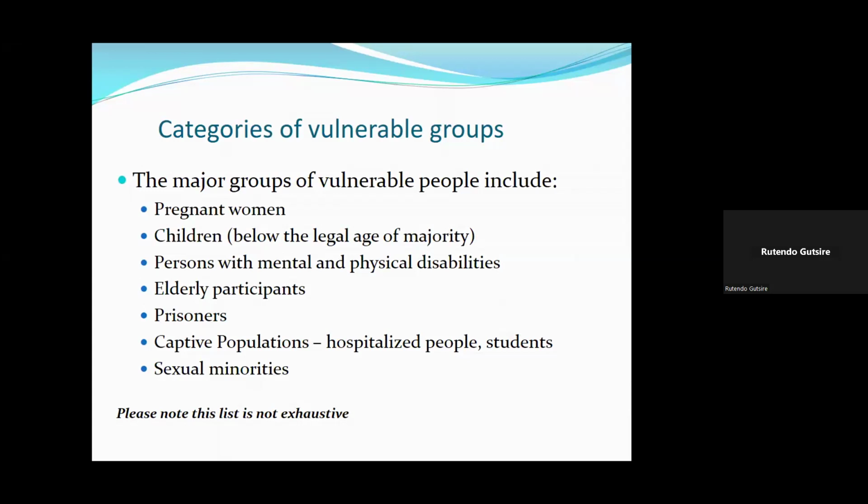Children below the age of majority might not be able to understand scientific issues. Then persons with mental and physical disabilities, elderly participants. What do you do when you want to do research in children, persons with mental disabilities and the elderly? You get a witness, you get somebody related to those people who consents on their behalf. We do have research going on in Zimbabwe testing pediatric HIV doses for the HIV drugs in children, but the parents have to give what we call parental consent.